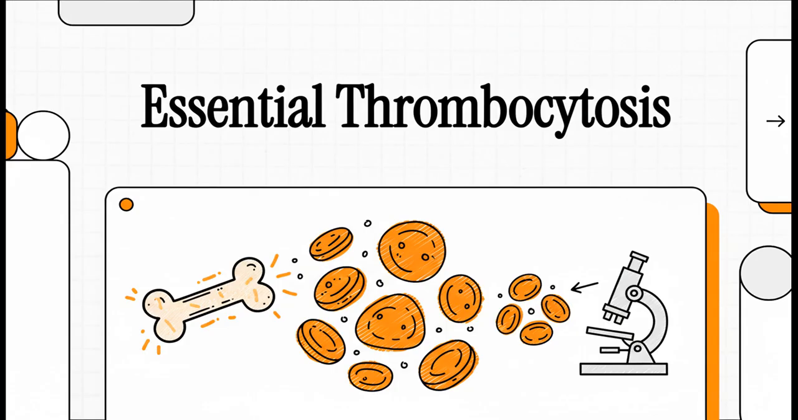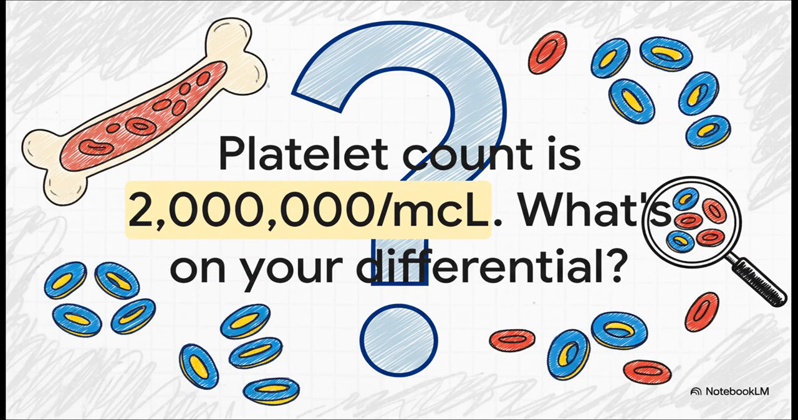In this explainer, we are going to crack open this myeloproliferative neoplasm and give you all the high-yield clues you need to solve this clinical puzzle every single time. So let's imagine this exact scenario. You're reviewing labs and you see a platelet count of 2 million. I mean, let that sink in. 2 million. That's a number that just jumps off the page at you, right?